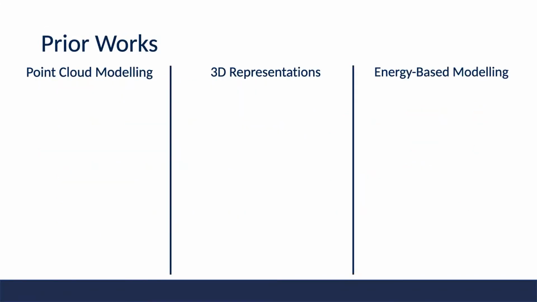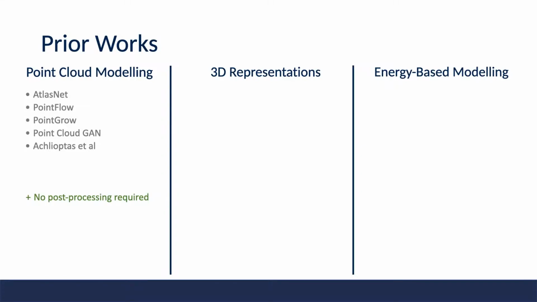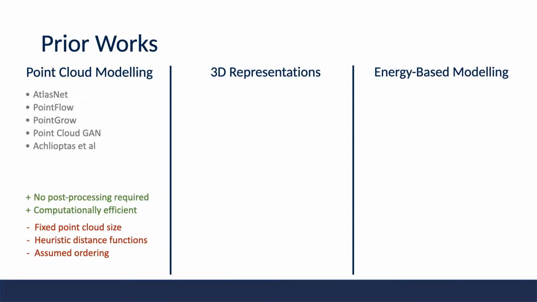In terms of prior works, there are three main camps. The first camp focuses entirely on using point clouds directly. So why is this useful? Well, the data is already in point cloud format, so there's no extra information or extra processing that we need to do, and that makes it very efficient. However, it does have its drawbacks. Some of these methods assume a fixed number of points. Others use some heuristic functions that they determine to work well. And others actually assume an ordering to the number of points, which, if the ordering was not exactly the same, they would fail. And in the case of point cloud GAN, it has unstable training.